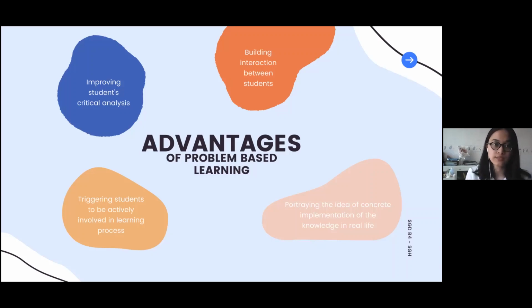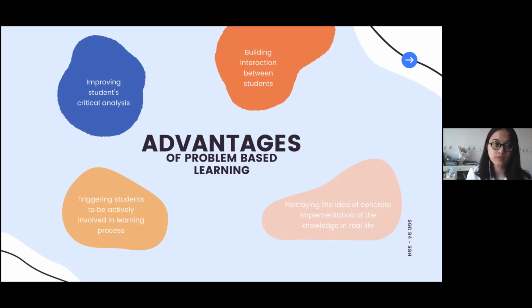The second one is portraying the idea of concrete implementation of the knowledge in real life. So through problem-based learning, students will be able to gain confidence, readiness, and deeper understanding of what they will face in real-life situations. By being exposed to real cases, students are set to draw correlation between the theory and real-life problems and resolve them responsively.